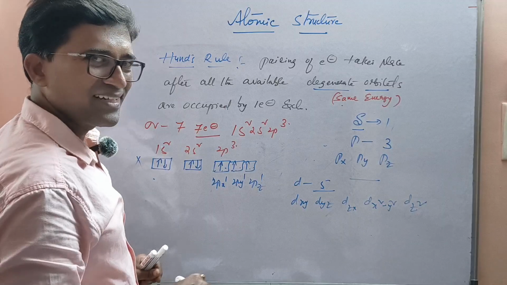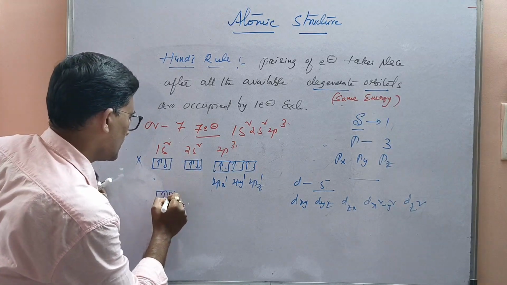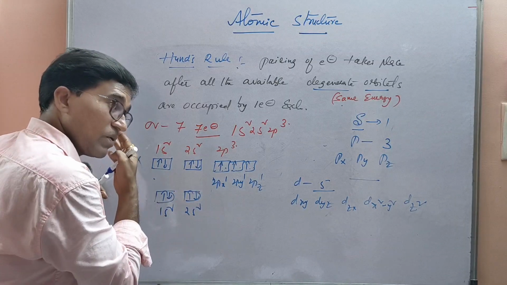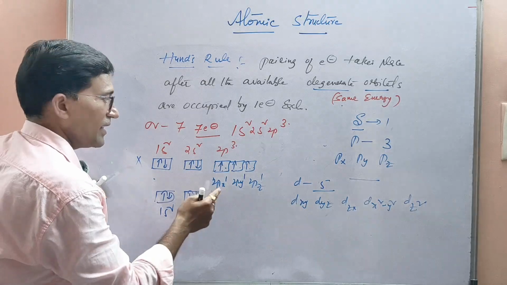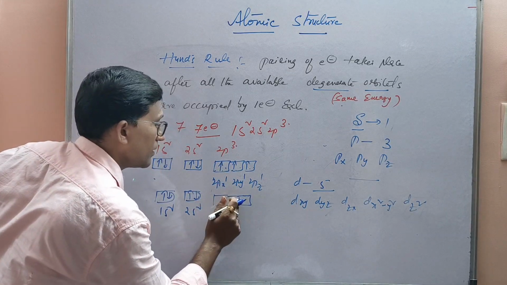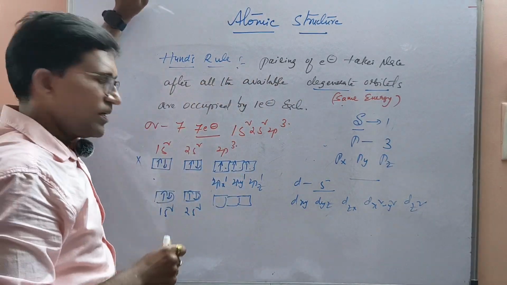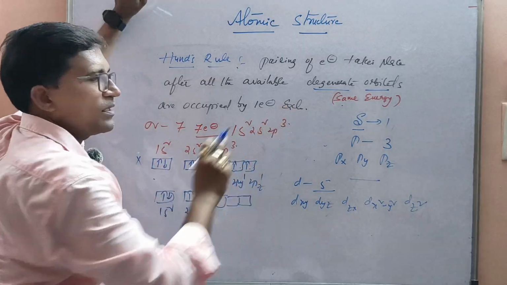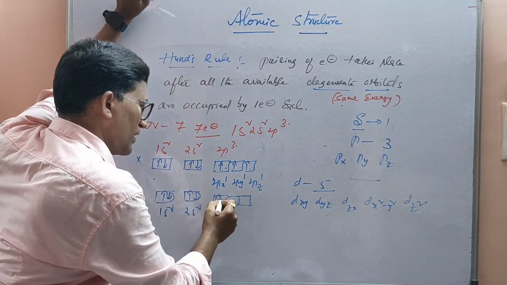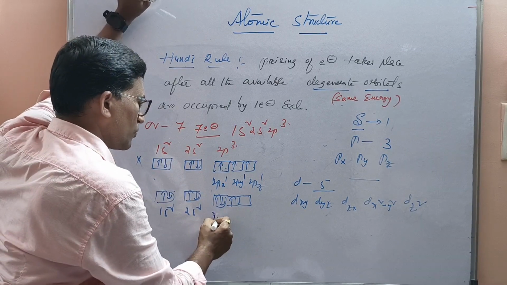If Hund's rule is not there, what will the configuration be? It will be 1s2, 2s2, and here 2p3. If degenerate orbitals are available, pairing of electrons takes place only when one is filled. Now, if you are not thinking about Hund's rule, then how will the configuration be? One won't be filled first. Here is one, again one, and again here. So the filling will be like this. It will become 2px2.